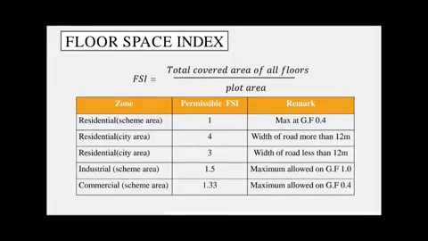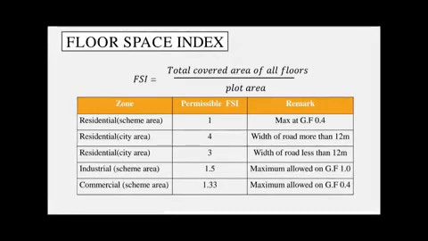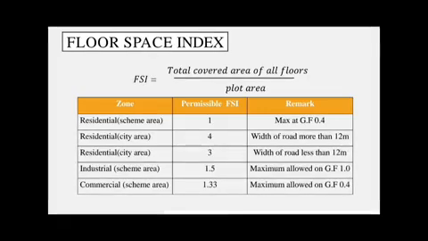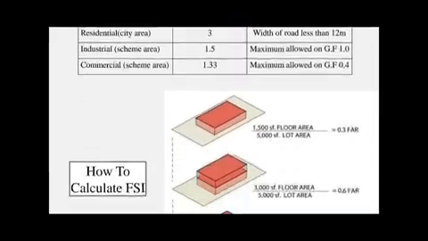For the city area, the maximum floor space index is 4, if the width of the road is more than 12 meter. If the width of a road is less than 12 meter, we get a residential area. For the city area, permissible FSI is 3. For the industrial scheme area, it will get 1.5, and for the commercial scheme area, it will give a 1.33 floor space index.